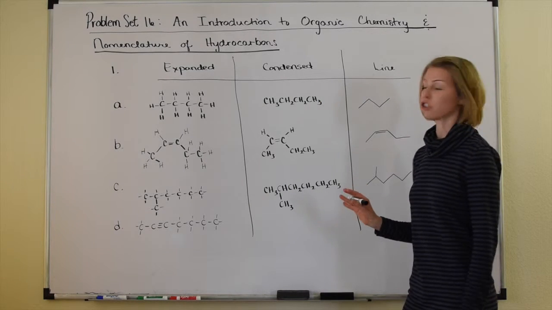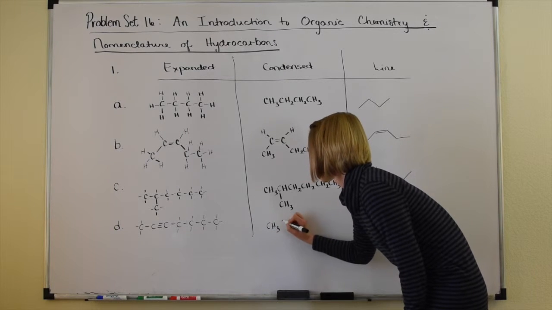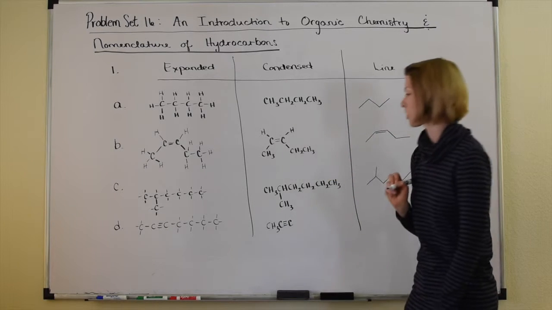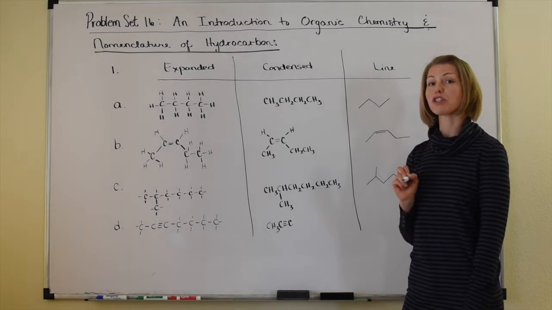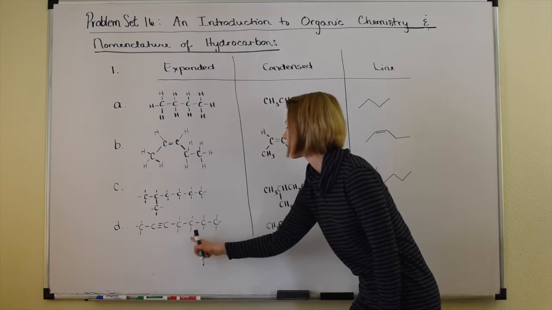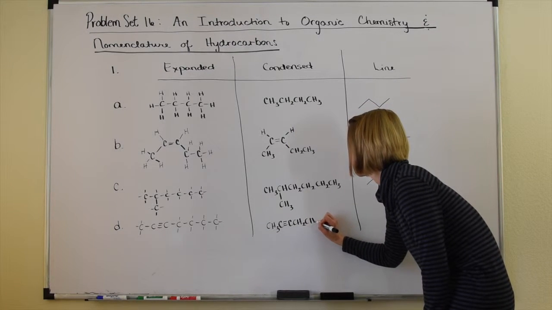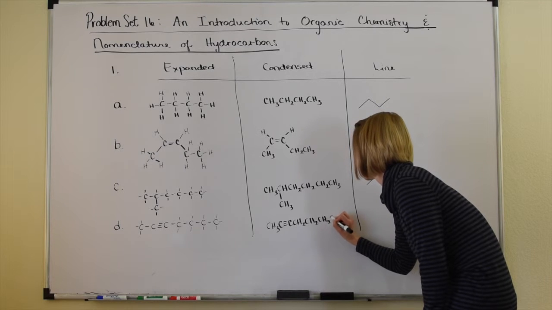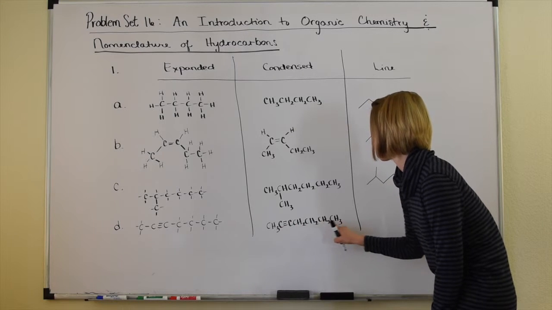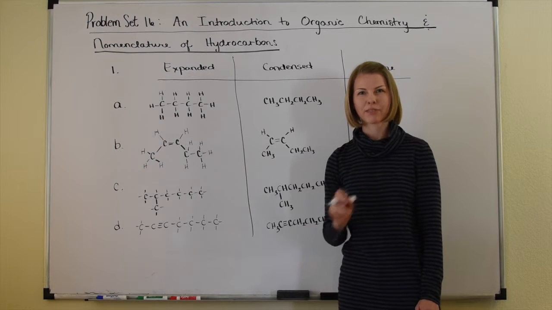All right, condensed structure. Starting out with a CH3 and then a C with a triple bond to another C, to another carbon. Okay, so you want to show your double and triple bonds in your condensed structure. Followed by CH2, CH2, CH2, CH3. Okay, 1, 2, 3, 4, 5, 6, 7, and the triple bond is at the second position for 2-heptyne.